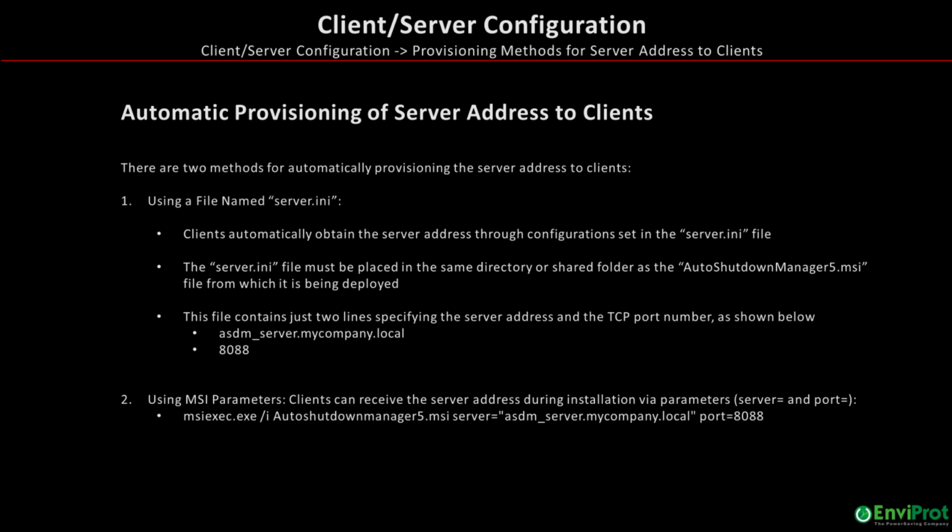Let's shift our focus to the client deployment methods and provisioning. It is essential to inform the clients that a server is ready for them to connect. There are two ways to provision the server address. The first method involves creating a server info file with the server address on the first line and the TCP port number on the second line. This file must be stored on the same network share from which the Auto Shutdown Manager.msi is deployed. The second method is to include the parameters server and port during the deployment process. Both methods allow the client to automatically connect to the server and be assigned to the default group.